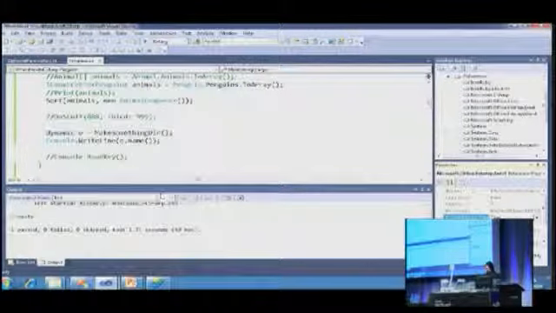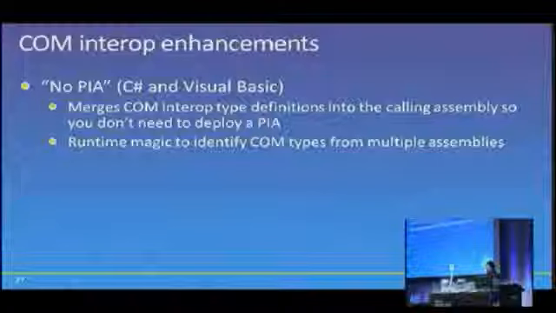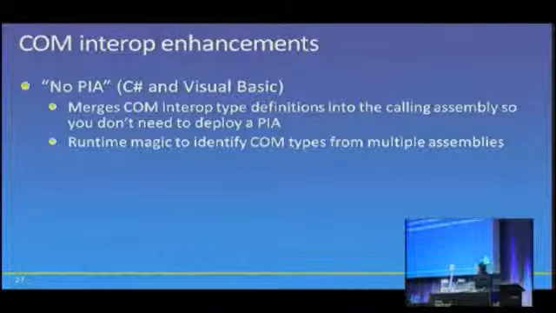There is a little bit of extra runtime magic that goes on here, and again, it's part of the runtime. If you imagine that I've built an assembly A, which uses the Word Paragraph type, and you've built an assembly B, which also uses the Word Paragraph type, and they've become embedded.